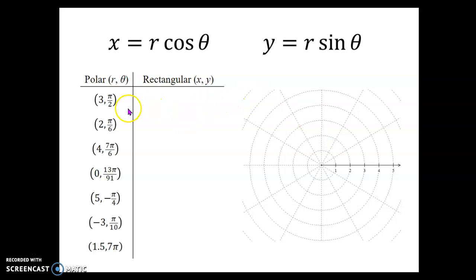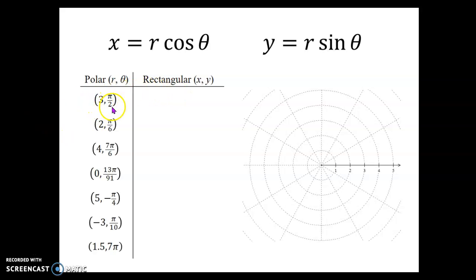So let's do some practice. First, the easy way is going from polar to rectangular. So for each point listed here in polar coordinates, let's see where it is in the plane, and let's see what the rectangular coordinates of that point would be.